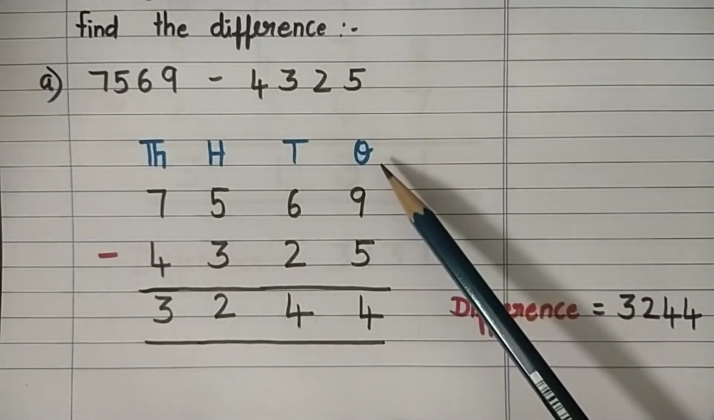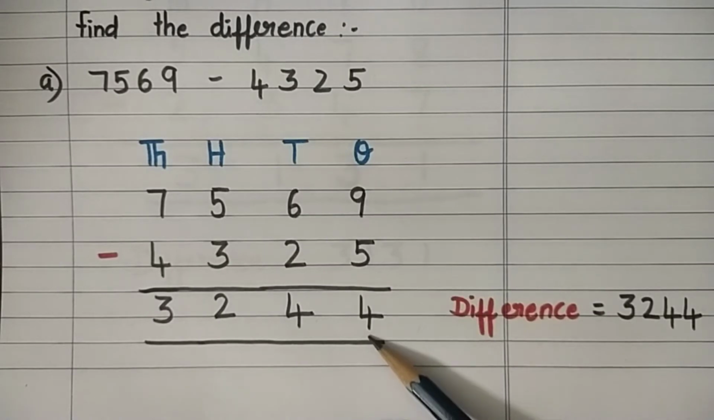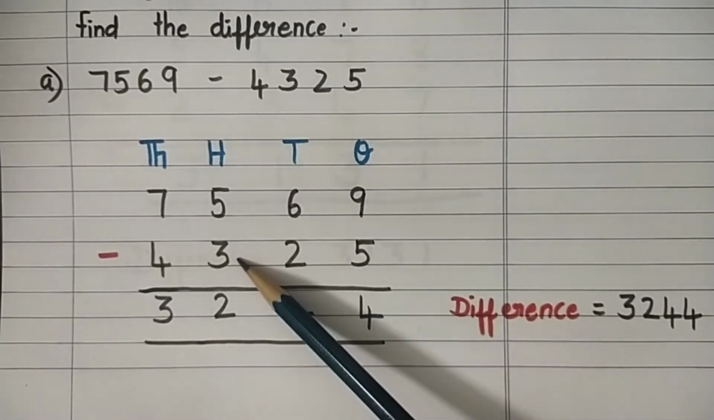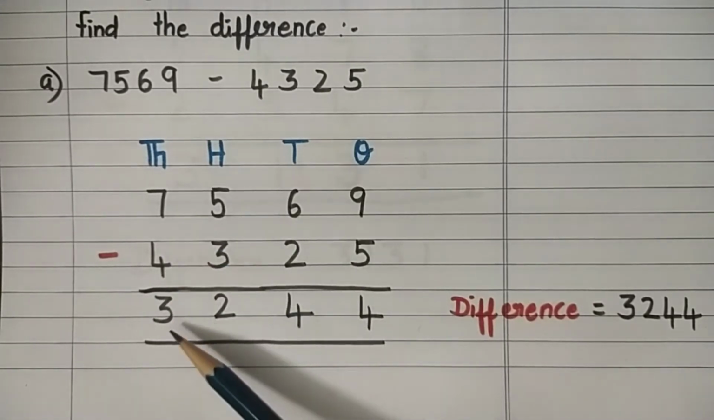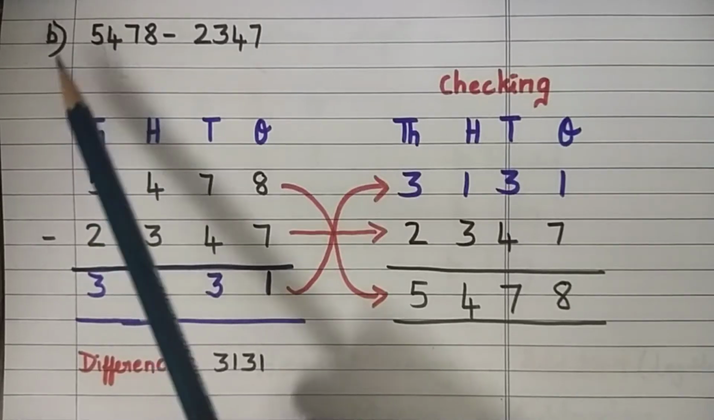Step 1. Subtract the ones column. 9 minus 5 gives what, children? 4. 6 minus 2 is 4. 5 minus 3 gives? Yes, you are correct, 2. 7 minus 4 gives? 3. Therefore, the difference is 3244. Let us see the second example, children.